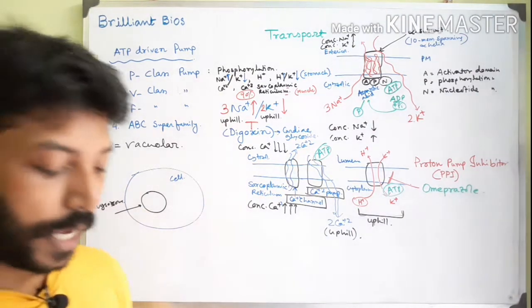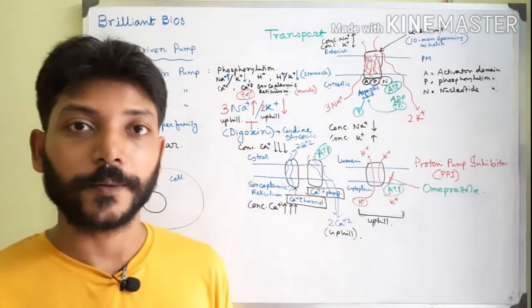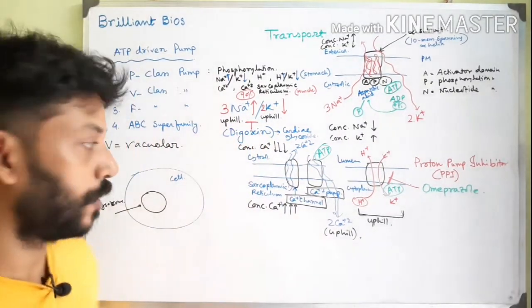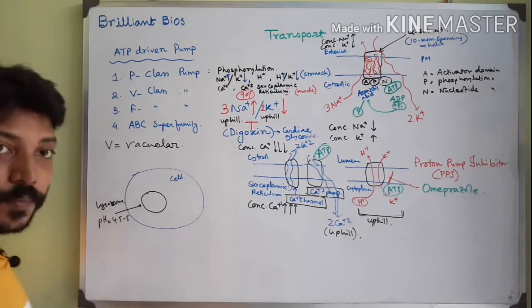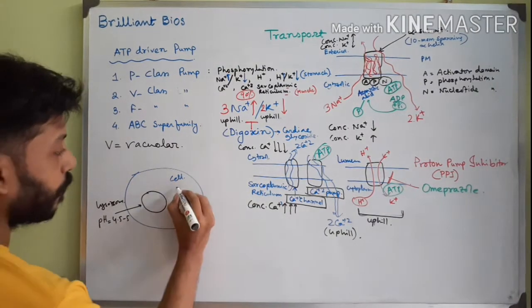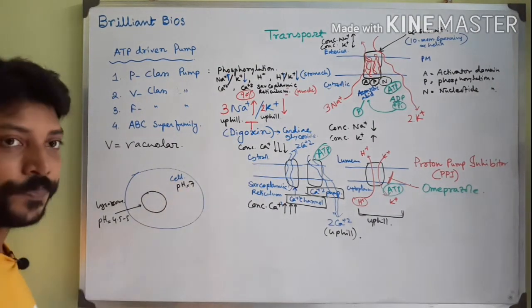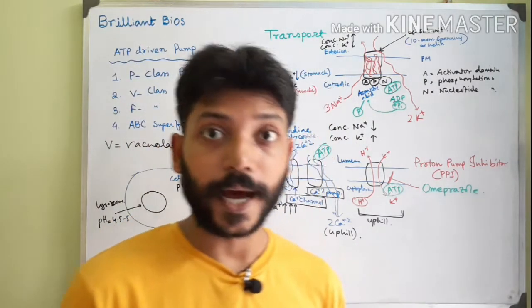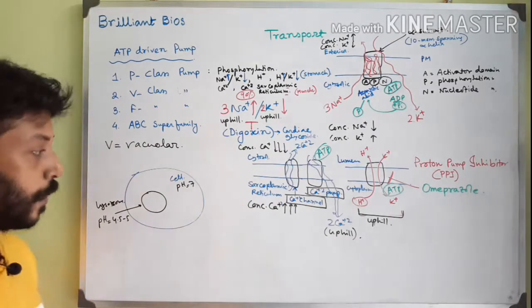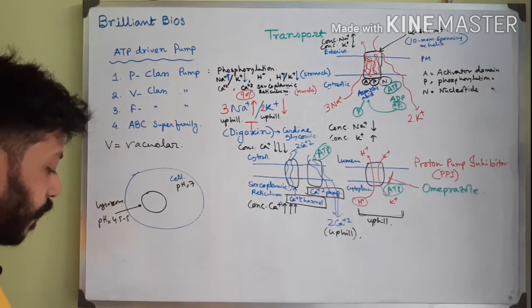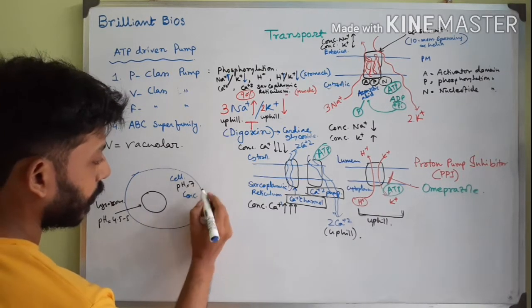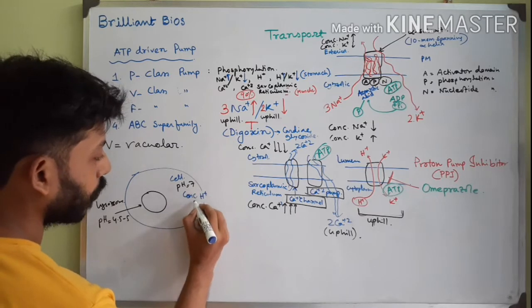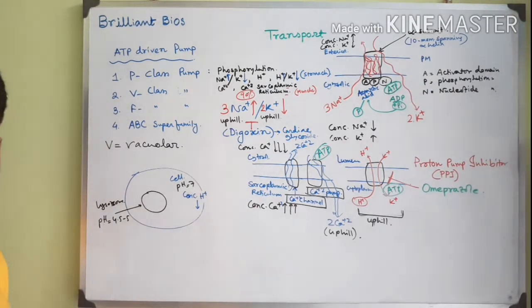We know that lysosomes have some enzymes that require lower pH, that means acidic pH. The pH of the lysosome is approximately 4.5 to 5, but the outside, the cytoplasm pH, is how much? 7. That means the higher the pH, the lower the protons. So the concentration of H plus, the proton, is lower inside the cell and higher inside the lysosome already.